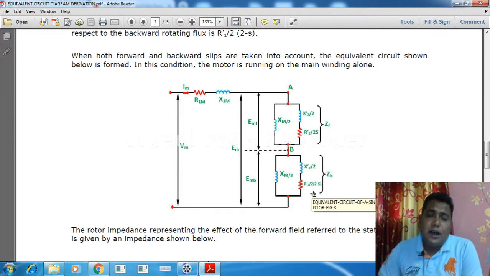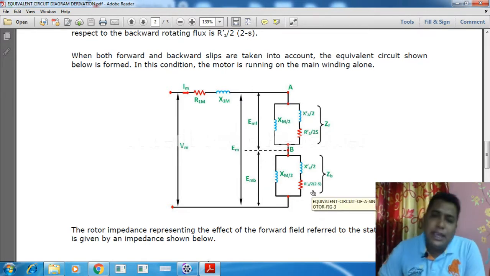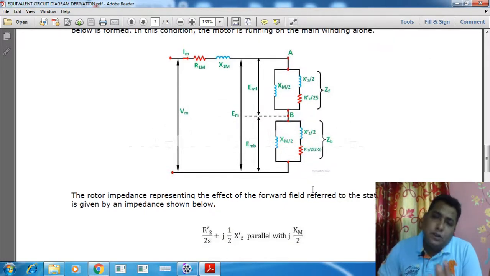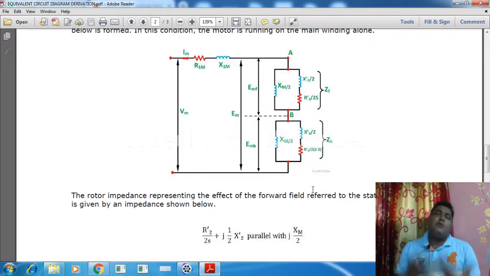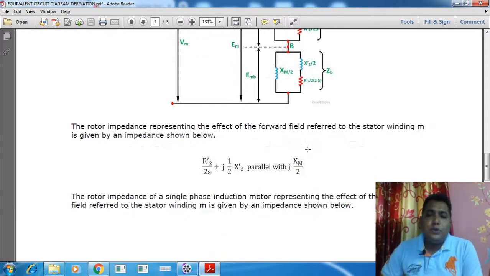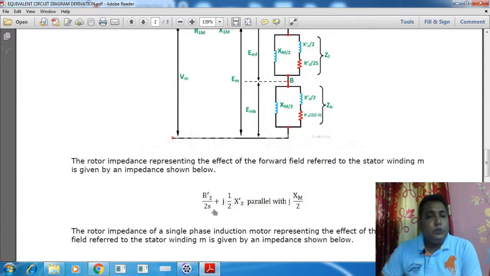This way we can change the rotor resistance when we are considering the slip, when we are taking into account that the induction motor is at the running condition. The rotor impedance representing the effect of the forward field referred to the winding M is given by the impedance shown below. So this is R2 bar by 2s plus j half x2 bar in parallel with j x2m.